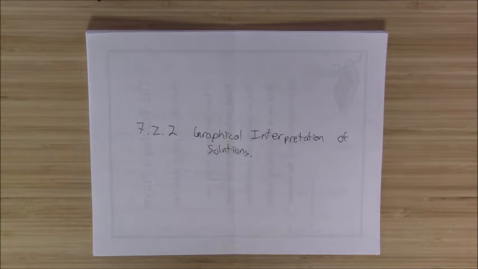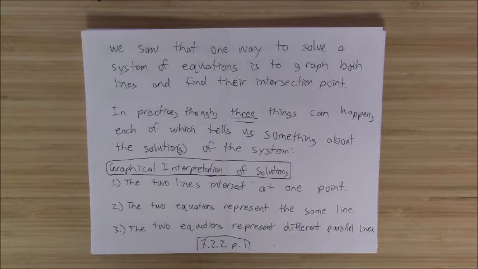In this video, we'll be talking about some graphical interpretation of solutions to systems of linear equations. We saw prior that one way to solve a system of equations is to graph both lines and find their intersection point. In practice, though, three things can actually happen, each of which tells us something about the solutions of the system. First off, we have three possibilities.